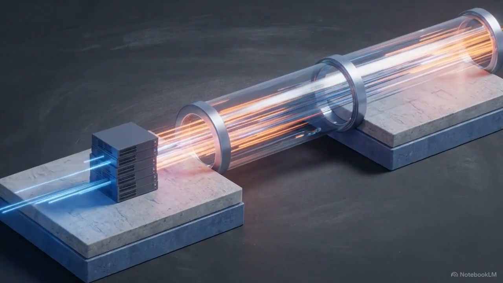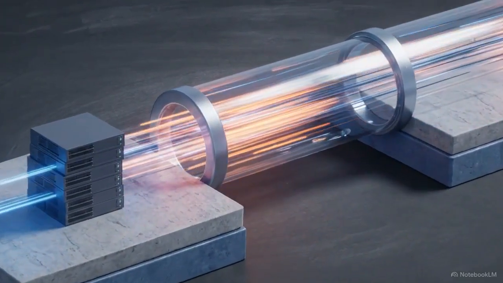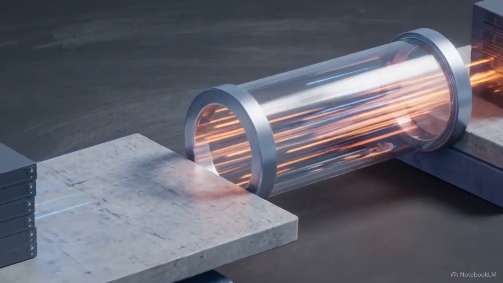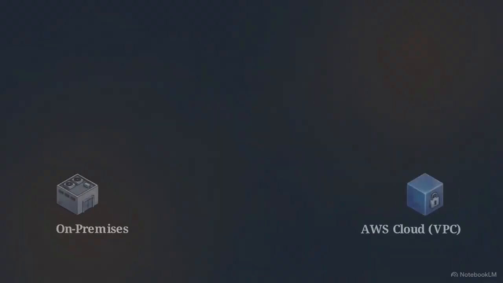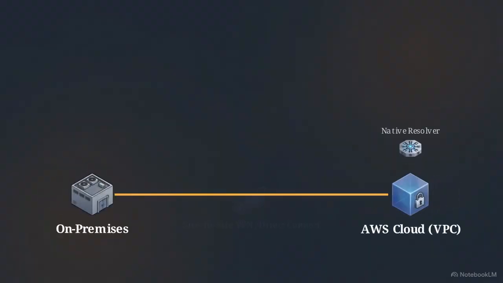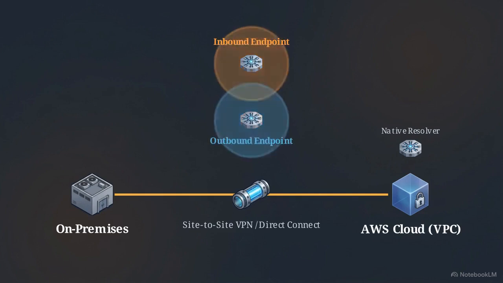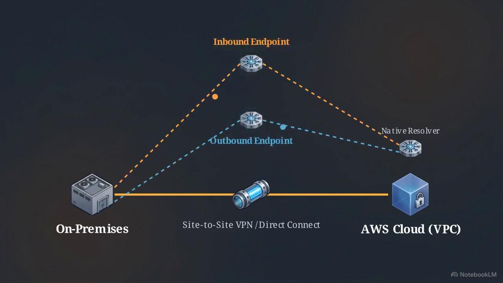The enterprise reality is hybrid DNS, where name resolution must cross between isolated cloud VPCs and physical on-premises environments. This transit schematic shows how we bridge those environments. While a VPN or Direct Connect provides the physical path, we require Route 53 resolver endpoints to act as the logical bridges sitting atop those links.